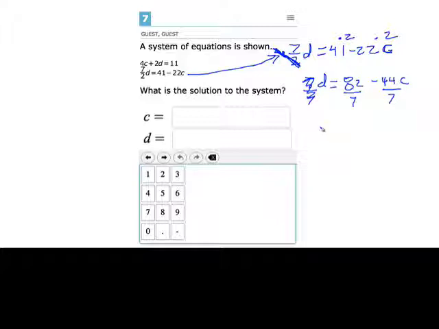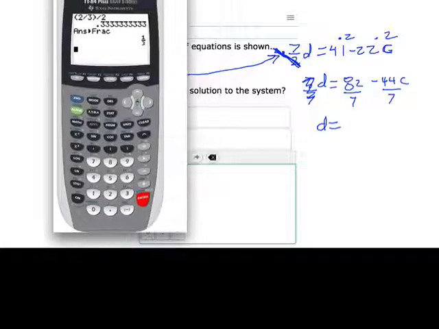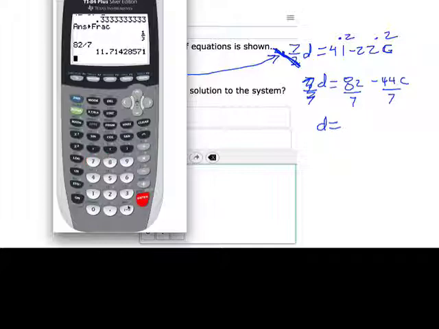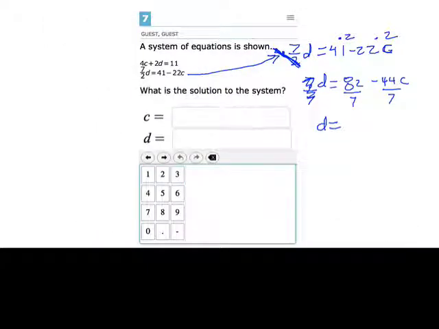And that gets rid of this. That gives me d equals, and just to make sure that that's simplified, the more simple it is, the easier it is. I'll just pull out the calculator and do 82 divided by 7 equals, and then math, enter, enter. 82 divided by 7, yep, that's simplified. And we're going to do the same thing, 44 divided by 7, and math, enter, enter, and that is also simplified. So it seems kind of ugly, but that's simply because they're fractions, which is fine. We can deal with fractions just fine.